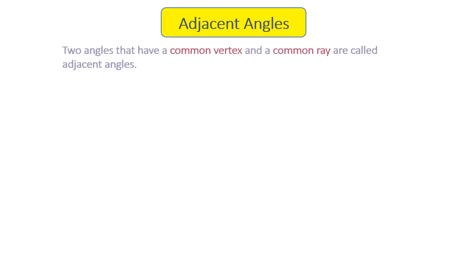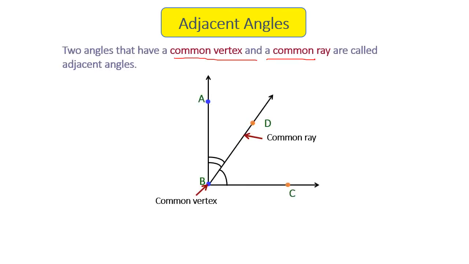Okay, so now let's move to a different type of angle called adjacent angle. Adjacent angle means angles next to each other which have a common vertex and one ray in common, like this. See, here angle ABD, this particular angle, is adjacent to angle DBC. So these two angles are adjacent to each other. Remember, B is common to both of them.